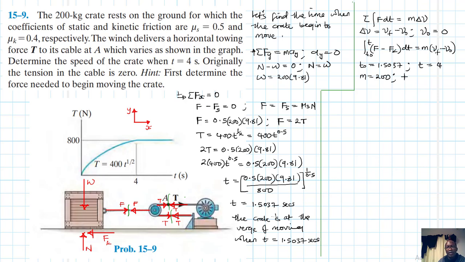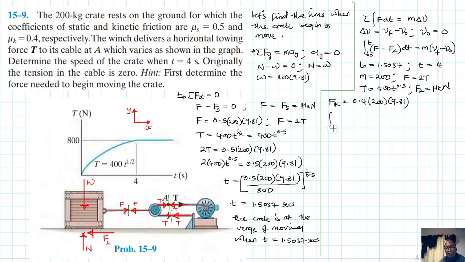What else? F itself is equal to 2t, and t is equal to 400 t to the power 0.5. And Fk is just equal to mu k N, and therefore our Fk is equal to 0.4 by 200 by 9.81. Alright, so we have everything, so let's integrate.